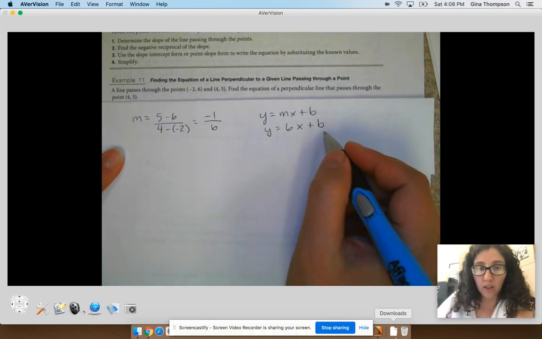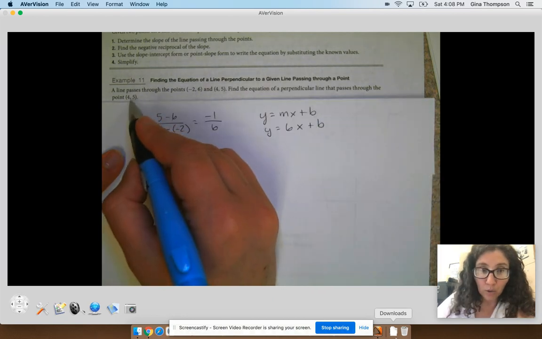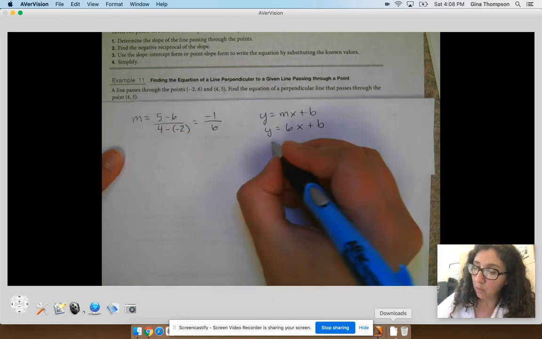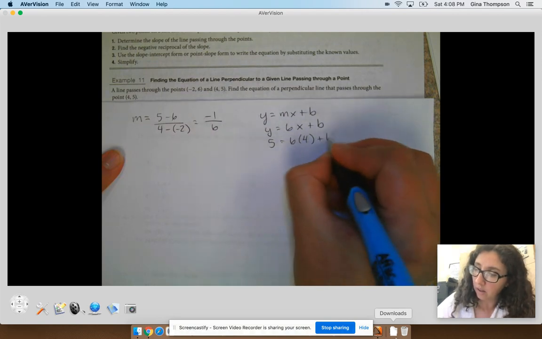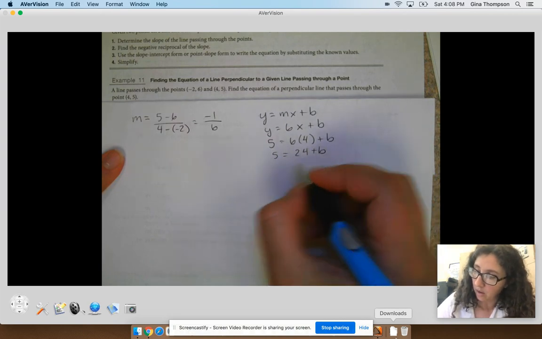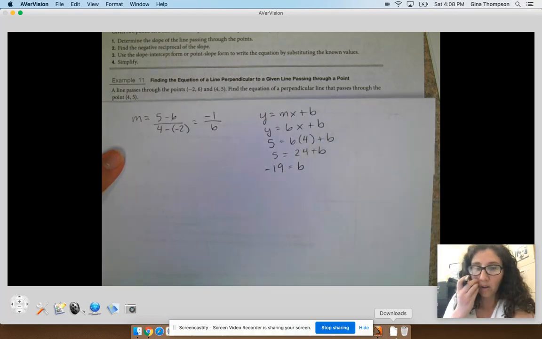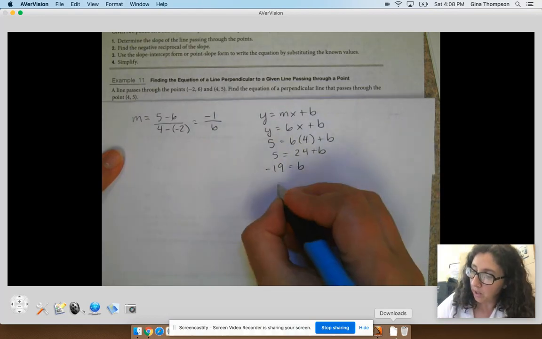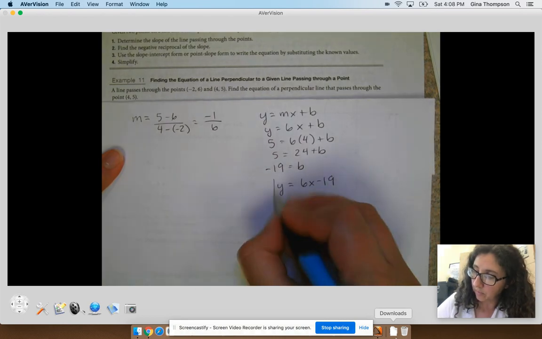How do we find this b value? We plug in the point that it's going to pass through. So we plug this in, 5 in for y and 4 in for x. We get 5 equals 24 plus b. We subtract 24 and we get negative 19 equals b. So our full equation will be y equals 6x minus 19.